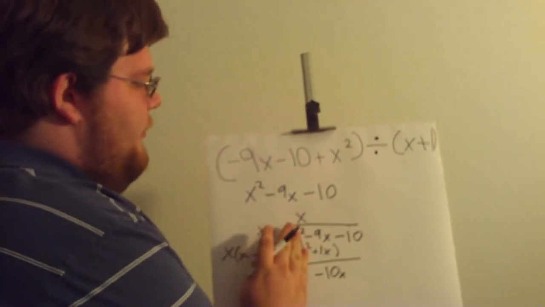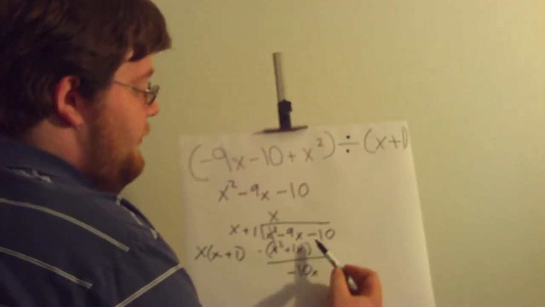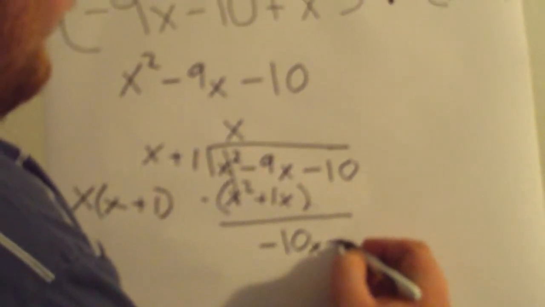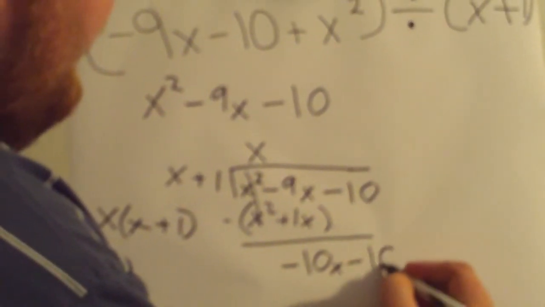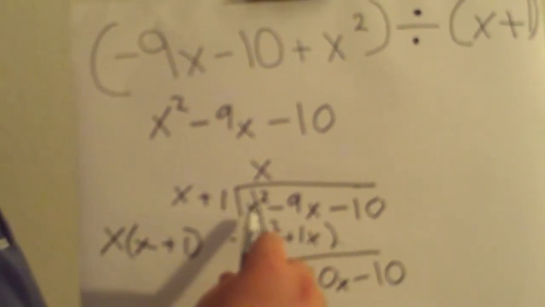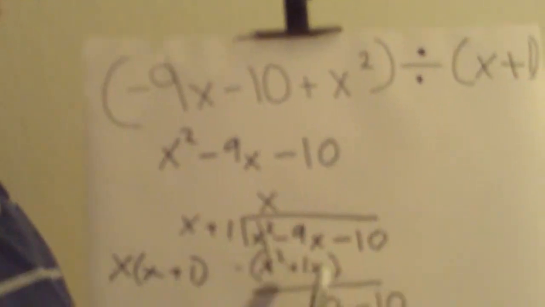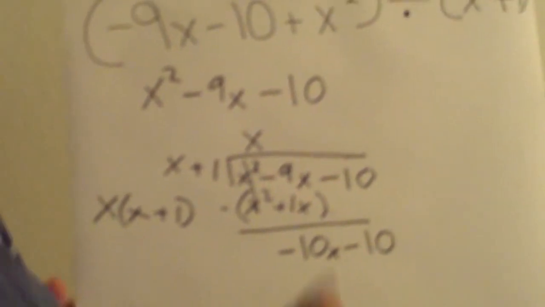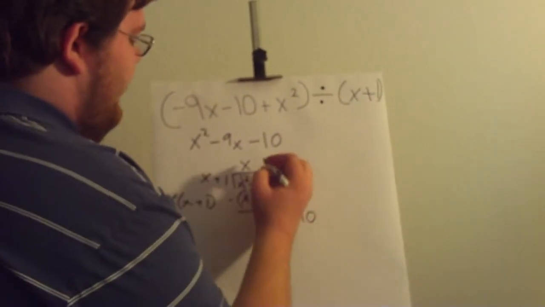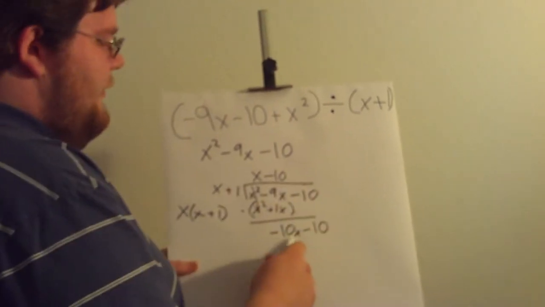Now that we have the x squared canceled out, we can now bring down the next part of our term, which is negative 10. Like before, when we divided the x squared by our leading x from the divisor, we'll do the same for our negative 10x. So negative 10x divided by x equals negative 10, because the x's cancel out.